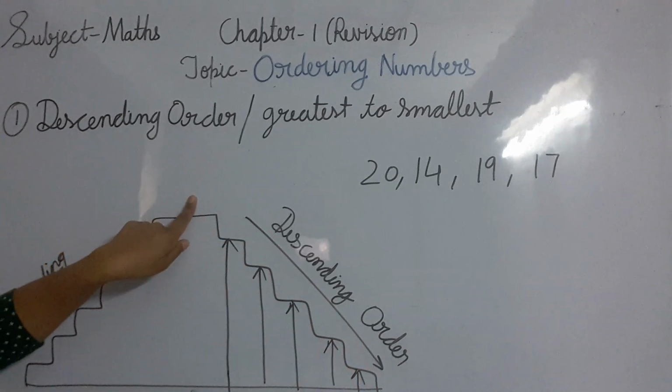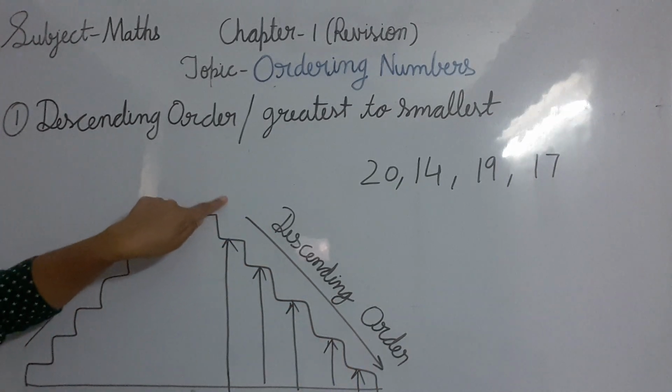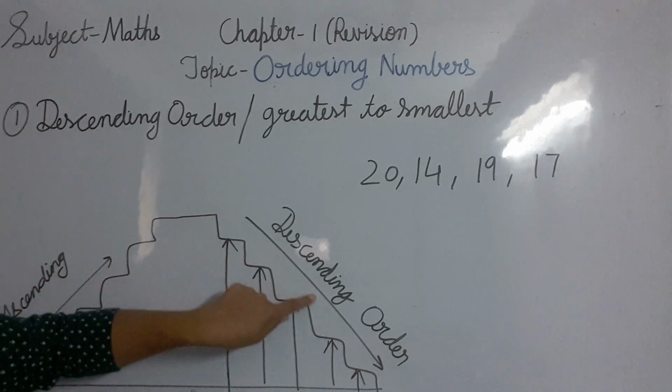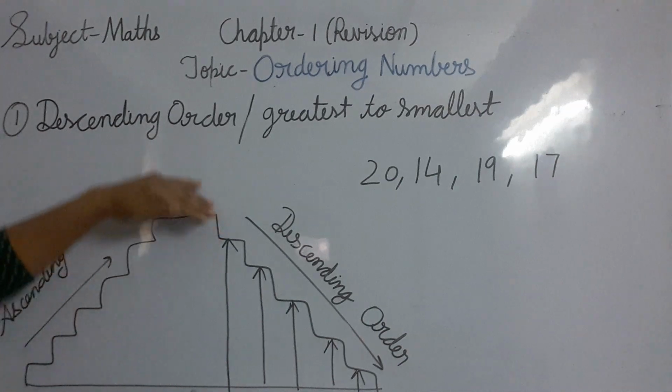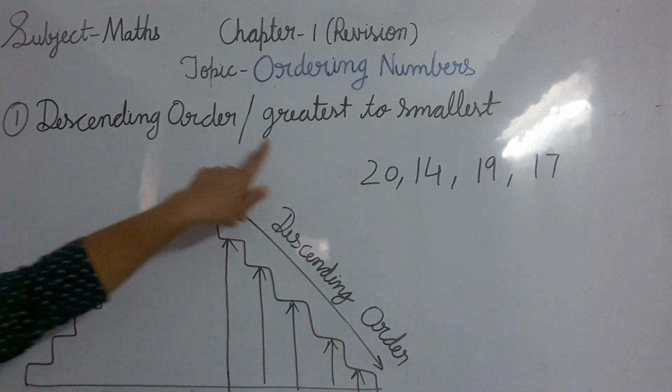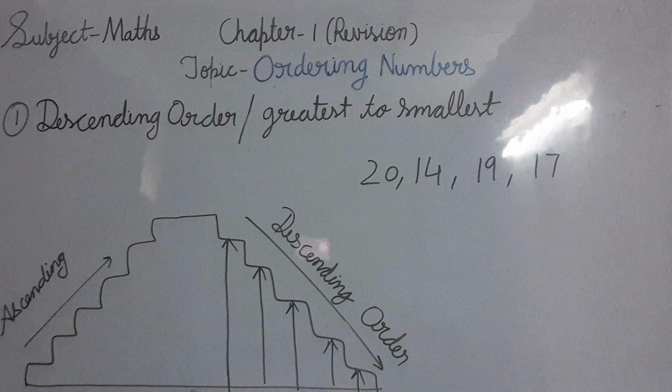Now you are on the top stair here. See, gradually, slowly the height is decreasing. So it is the stairs. If we are coming down, these are greatest to smallest. Okay, so one nice example here.